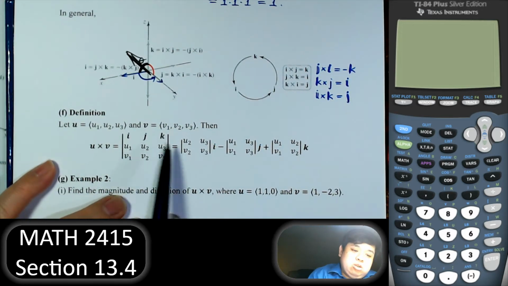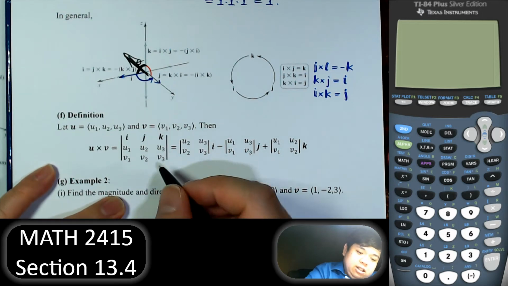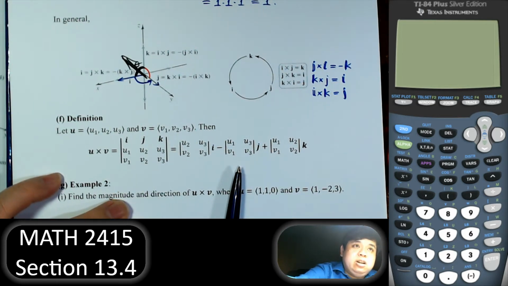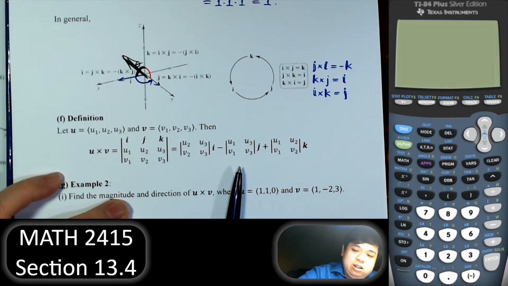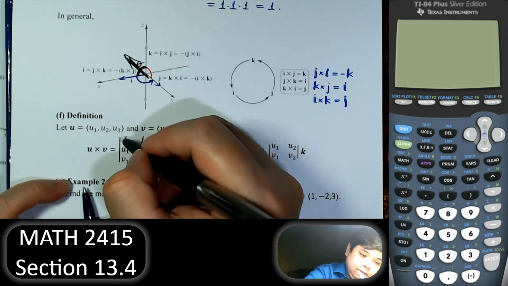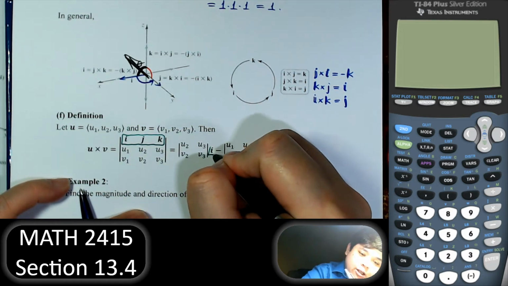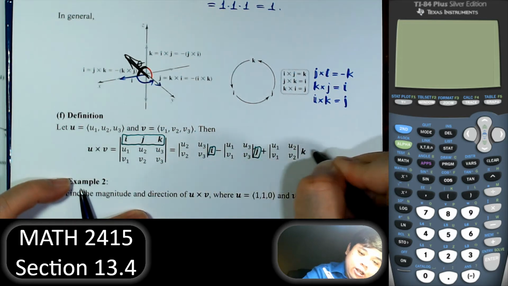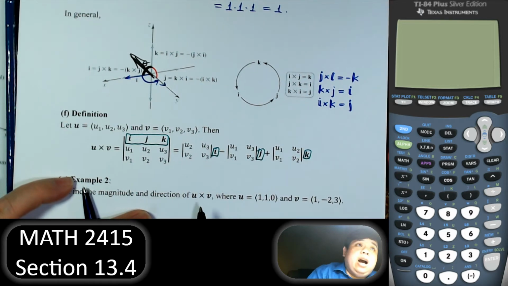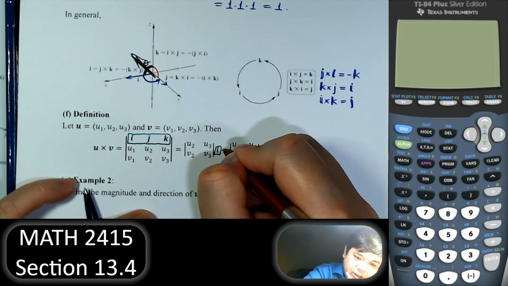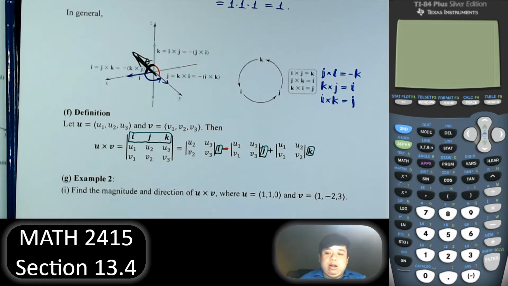So this is the 3x3 determinant. What do we do here? First, we write out i, j, and k in the first row. The signs are positive, negative, and positive, so there's a minus here too. That is the 3x3 determinant.